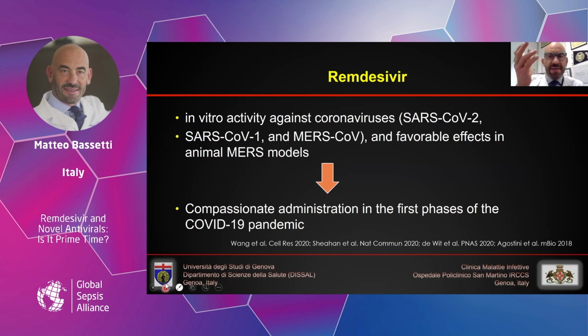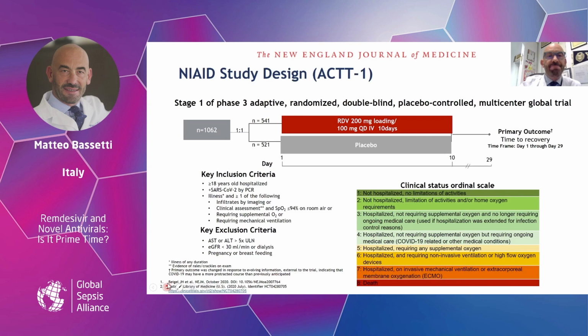So what do we know about remdesivir? Remdesivir is a drug with very potent in vitro activity against coronaviruses, SARS-CoV-2, but also SARS-CoV-1 and MERS-CoV, and favorable effects in an animal MERS model. We started using remdesivir in the early phase of COVID in compassionate administration in the first phases of the pandemic. The first trial for remdesivir was the one published by Beigel in the New England Journal of Medicine in October 2020, in which remdesivir for 10 days was compared with placebo.